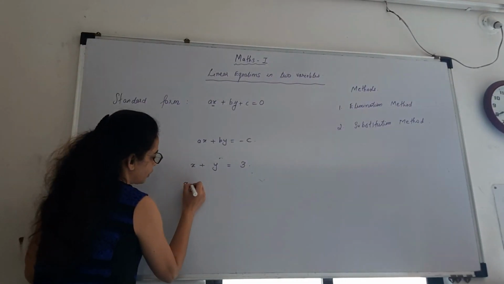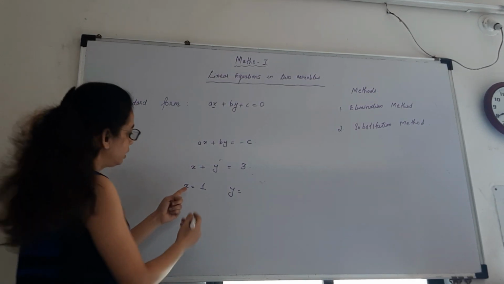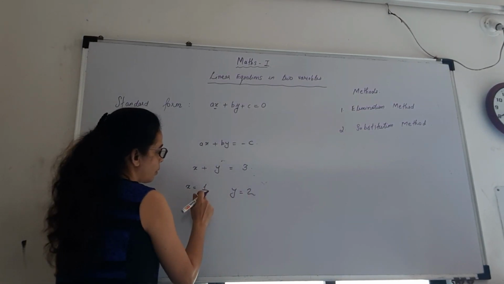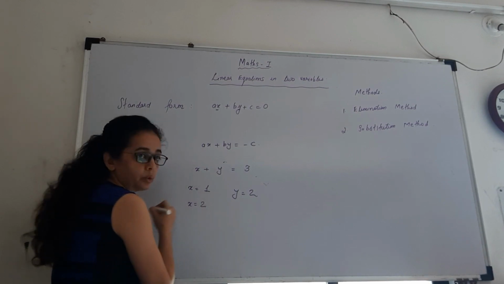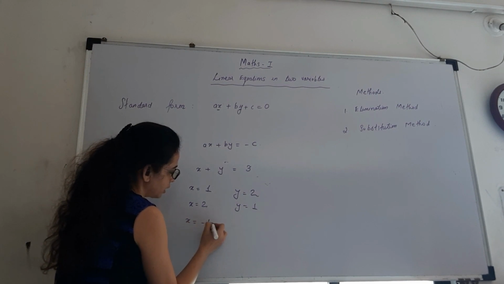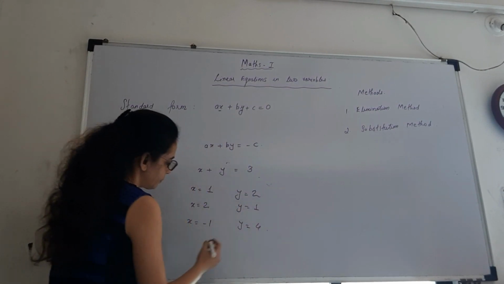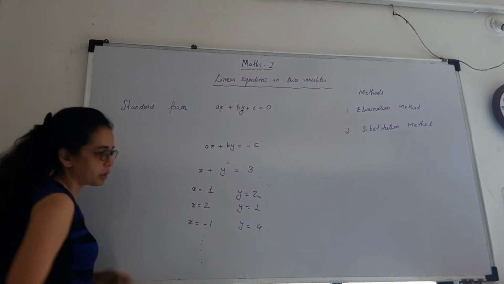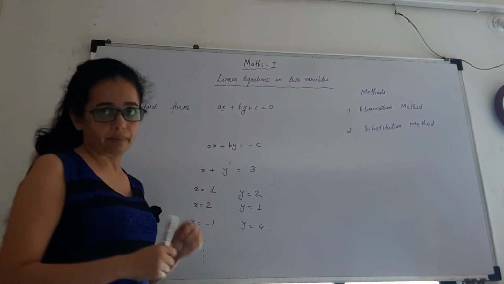Here, if I substitute x as 1, what is going to be the value of y? y is going to be 2. So 1 plus 2 gives me 3. Here I can have x value as say 2, y value is 1. x value can be minus 1, y value will be what? Minus 1 plus 4 is 3, so y is 4. That way we can have infinite number of x and y values to satisfy this given equation.